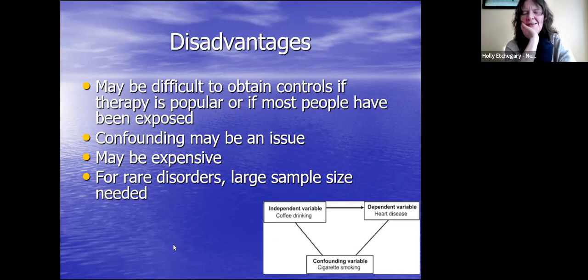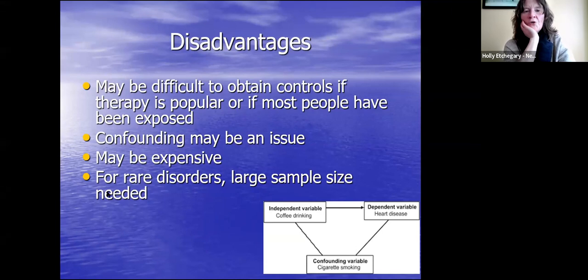So let's say I wanted to study this relationship between drinking coffee and heart disease, okay? So this is my predictor. This is the thing that I think is going to impact my outcome or my dependent variable, which is heart disease. By the way, I have no idea if coffee impacts the heart. I'm just making this up.